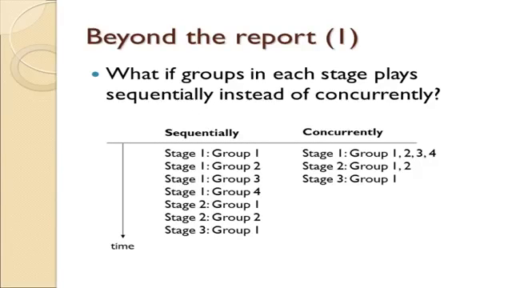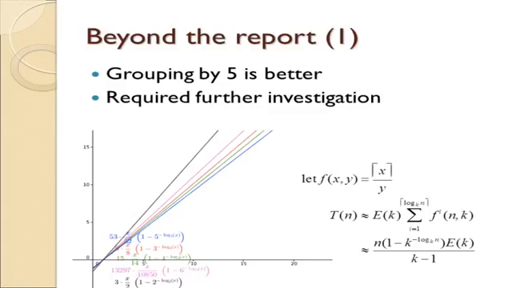In our report, we assume all groups in the same stages play concurrently. But what if they play sequentially, which means no groups would play at the same time? We find that group of 5 is the best case in this scenario. If anyone is interested, they may further investigate.